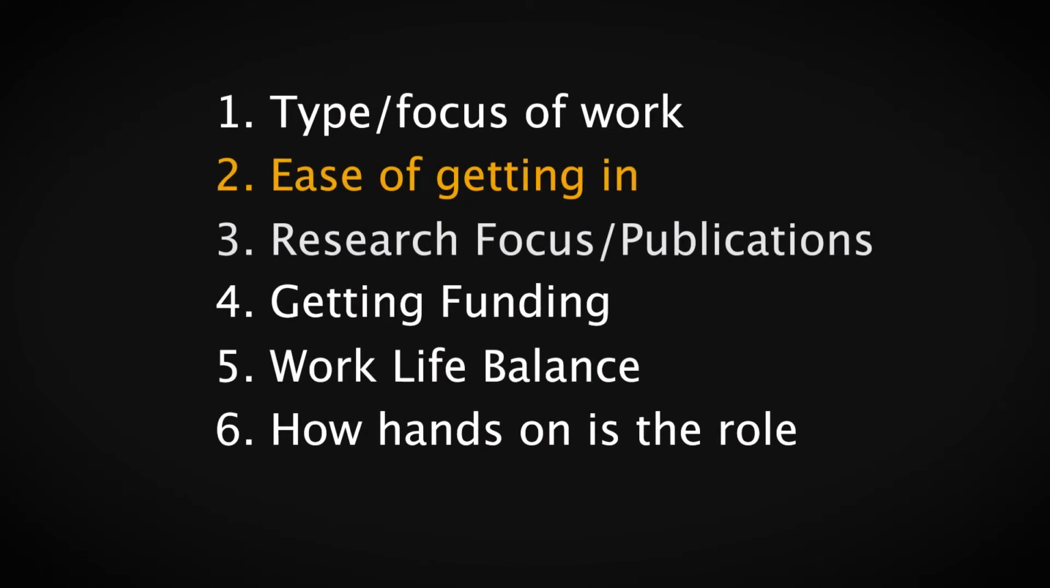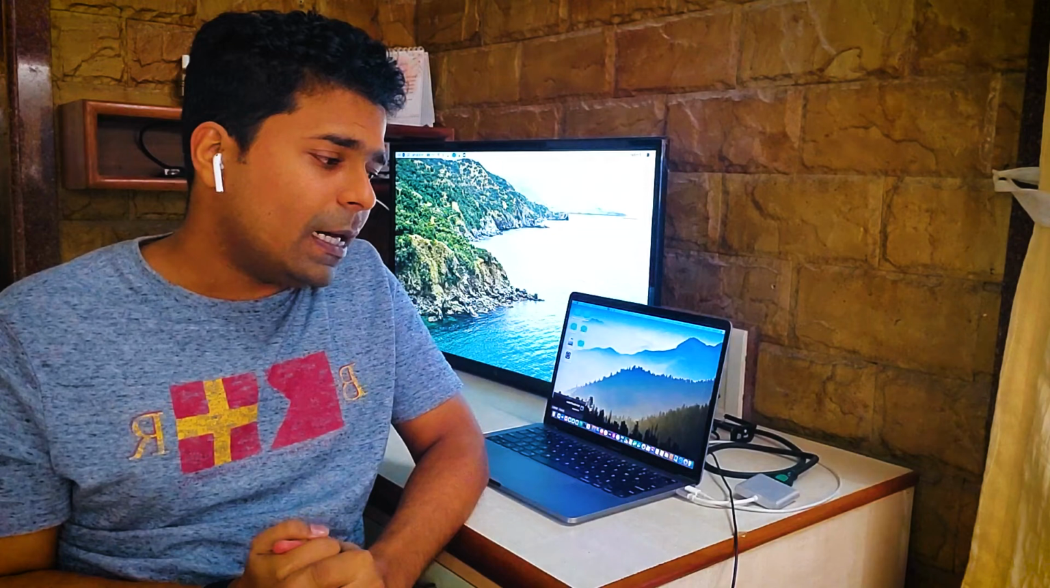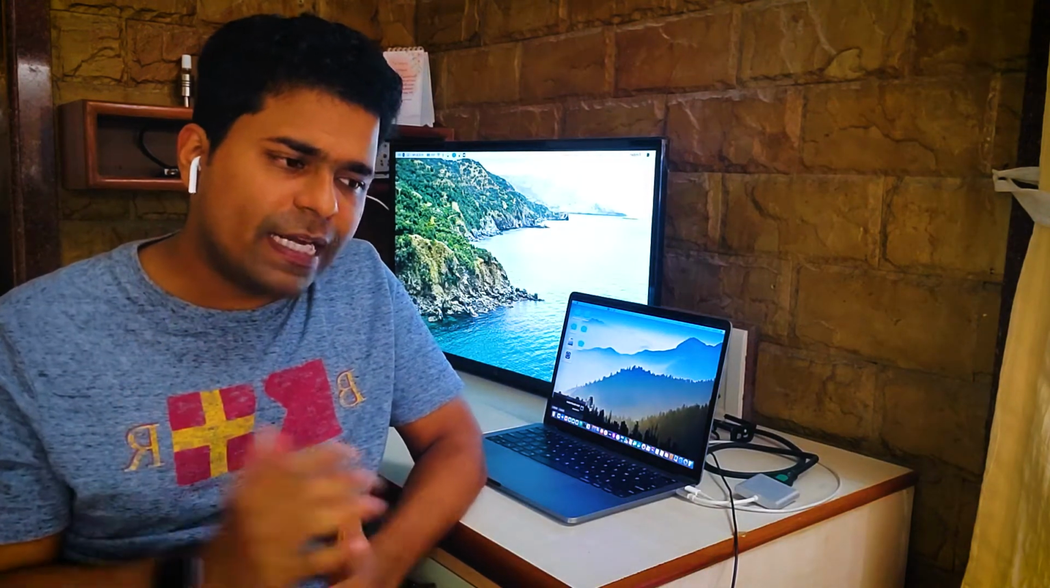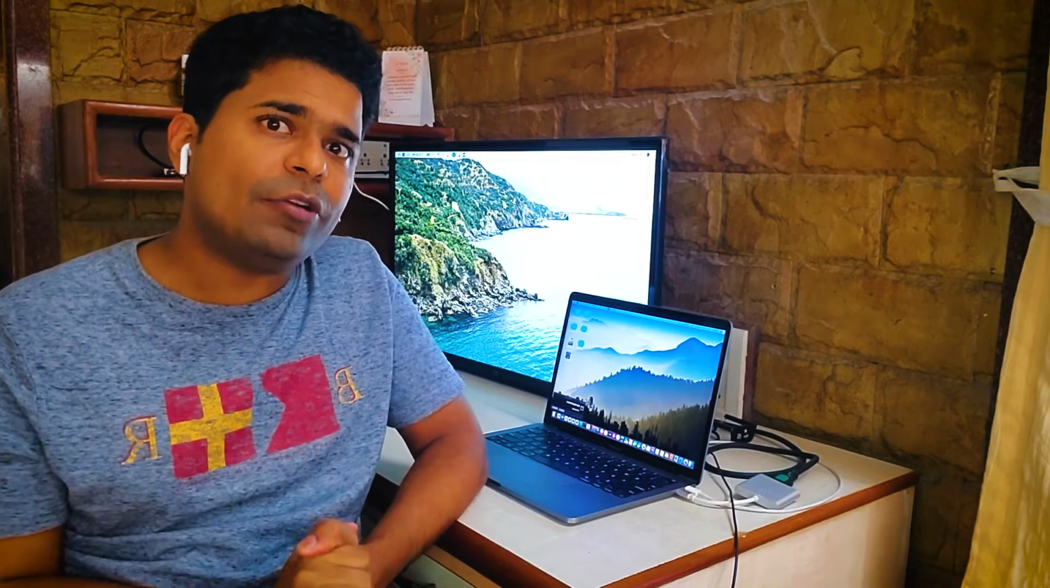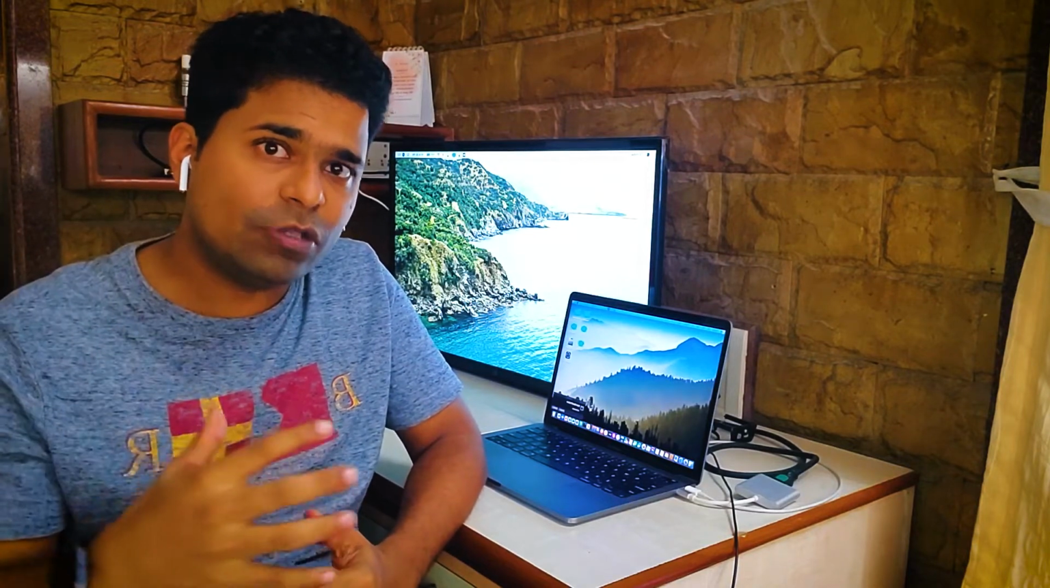The second point that I'll be contrasting is the ease of getting in. In terms of the ease of getting in, academia and research labs are the hardest to get in. The reason is because academia is a place where you have a very small number of slots per university, depending on how big the university is and how much funding the university has.